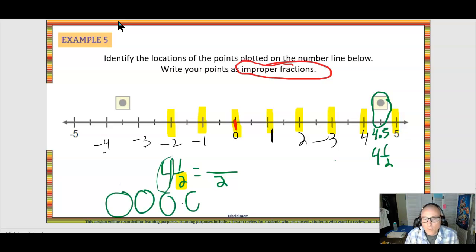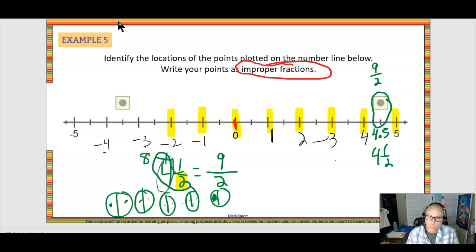1, 2, 3, 4. There's 1, 2, 1, 2, 1, 2, 1, 2. That's 2, 4, 6, 8. That's where we get the 2 times 4 is 8. Now, plus we have this other half, one more half. That makes 9 halves. Oh, interesting. So 4.5 is really the same thing as 9 halves. 4 times 2 is 8, plus 1 is 9. And of course, we're breaking them down into halves, so this 2 stays a 2.